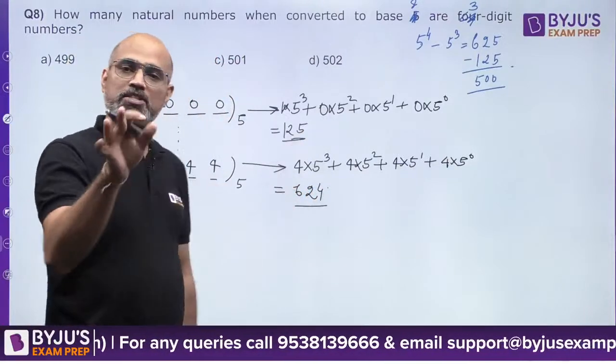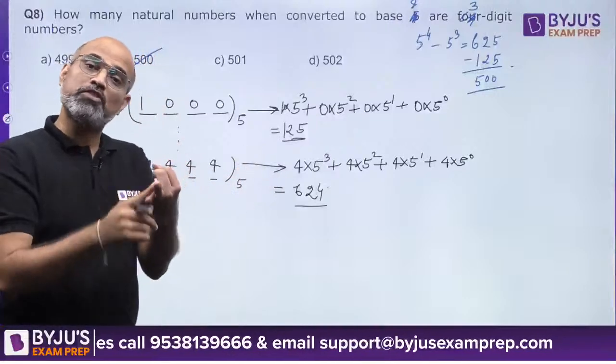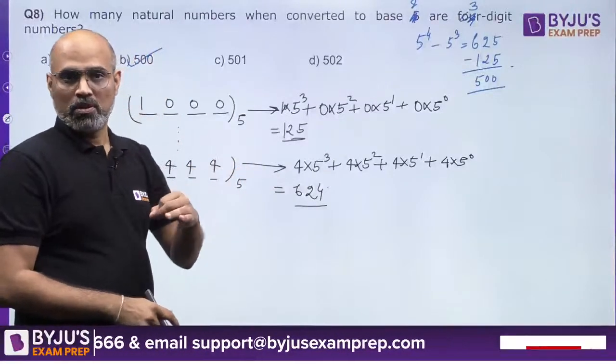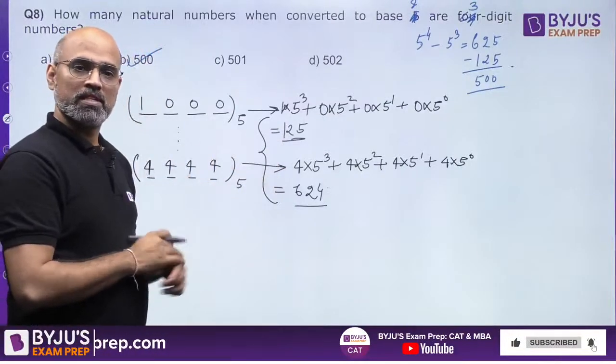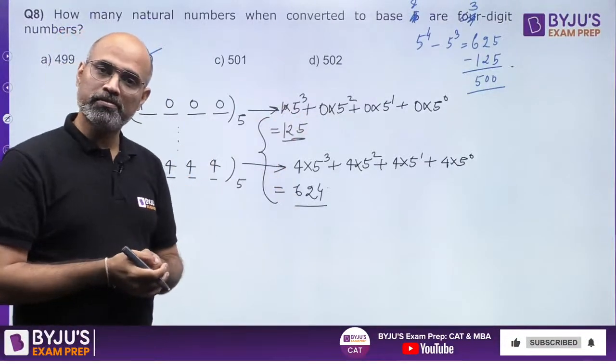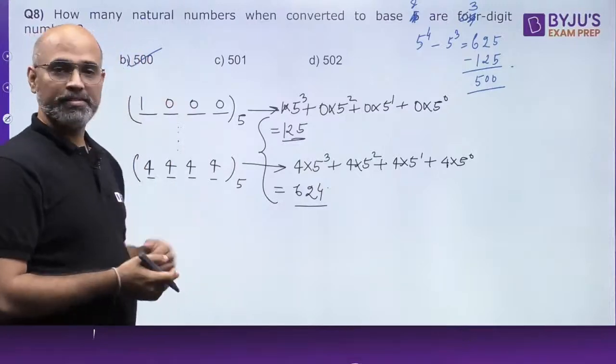From 125 to 624, both inclusive. How many numbers are there? 624 minus 124, right? 500.